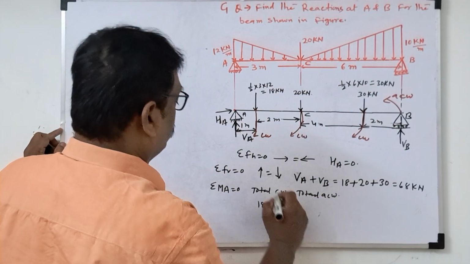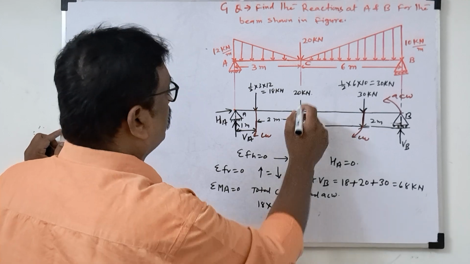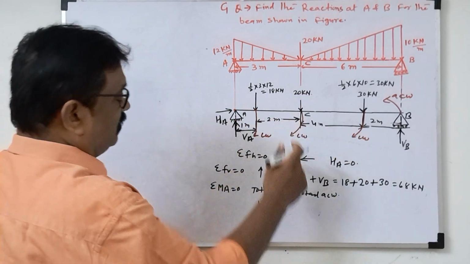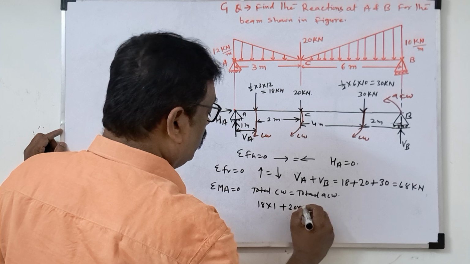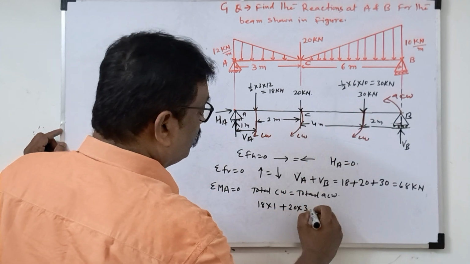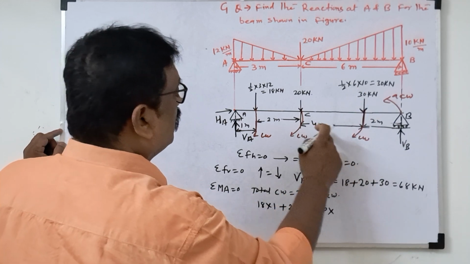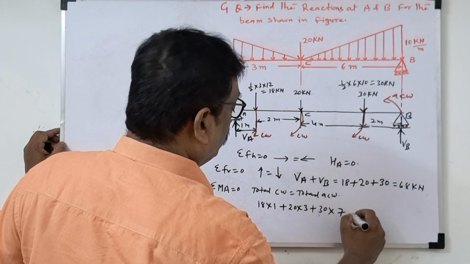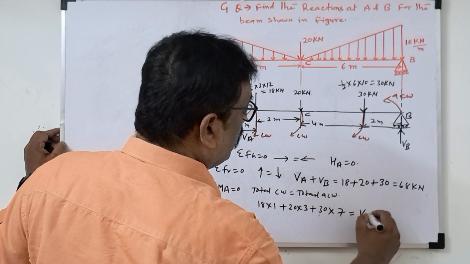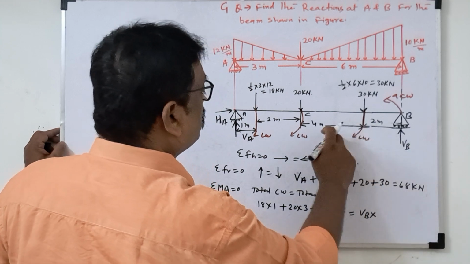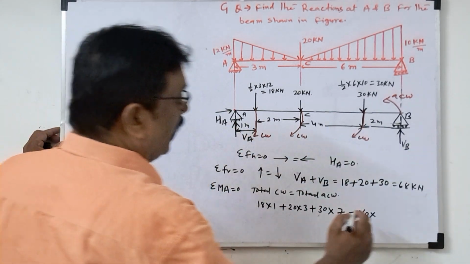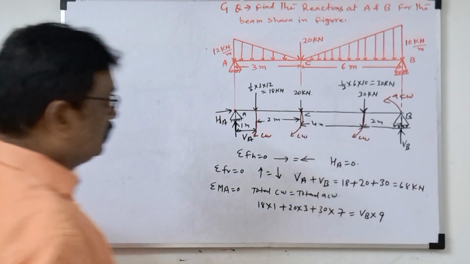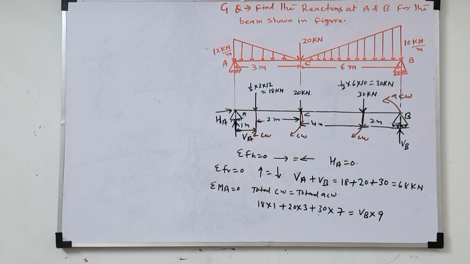So clockwise you write here: 18 into distance 1, plus 20 into total distance 3, then plus 30 into total distance 7, equal to VB into total distance 9. So this is the equation we got. Now we will solve this and get the answer.